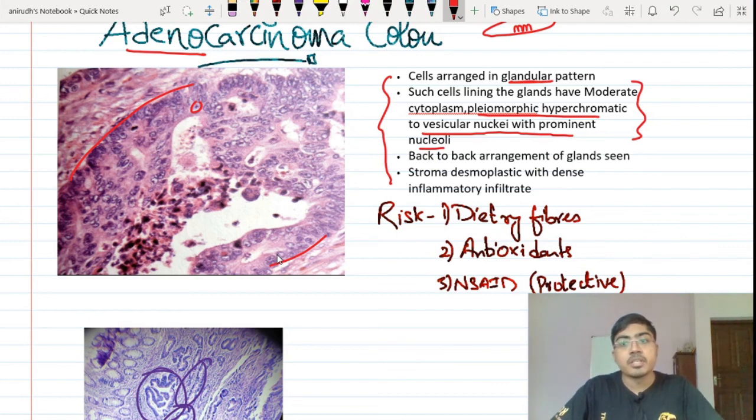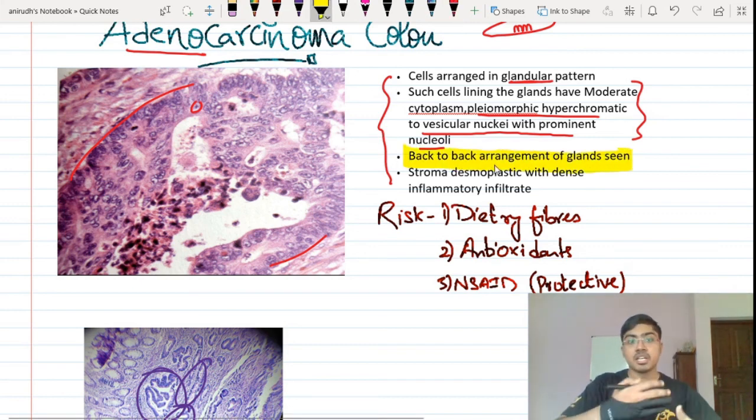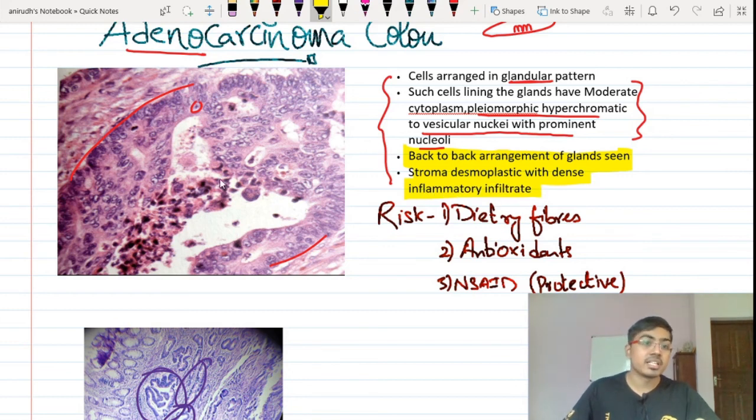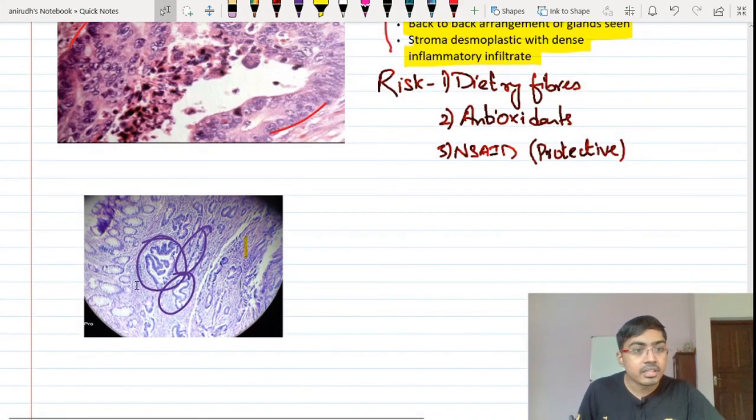Now back to back arrangement of glands can be seen. So one gland, another gland behind this. So that is how it is arranged. So a lot of glands can be seen. These are malignant glands, so they have all the properties of malignancy. That is why this kind of a sentence has been written over there. Back to back arrangement, one gland over the other. Stroma desmoplastic, connective tissue deposition is there, excessive stroma is there with dense inflammatory infiltrate. I hope this is visible in this particular image. You could see that there is a dense inflammatory infiltrate. Everything is looking blue in this particular image. A lot of inflammatory infiltrate is seen over here, isn't it? So that is how the whole thing is given in the topic of adenocarcinoma colon.